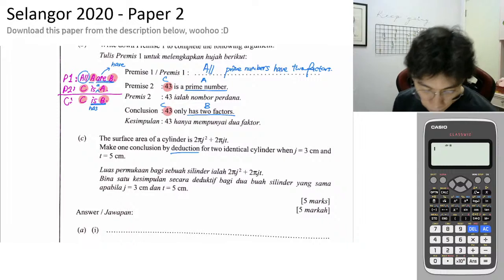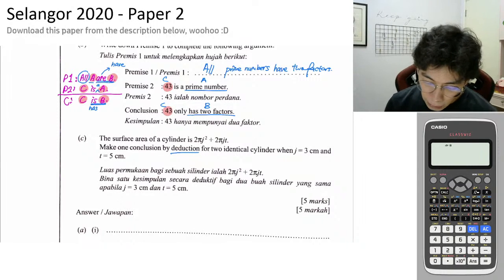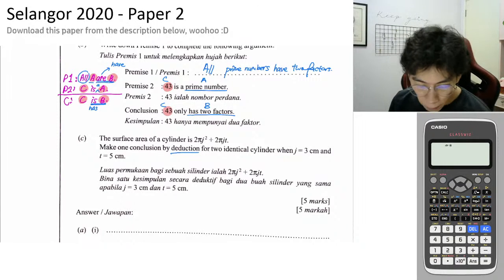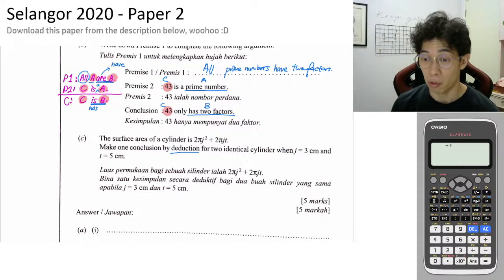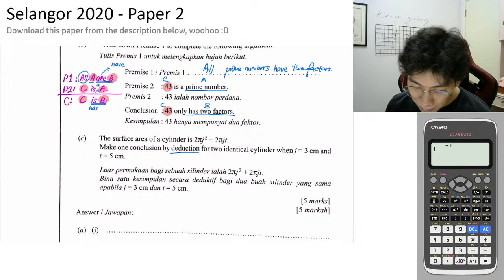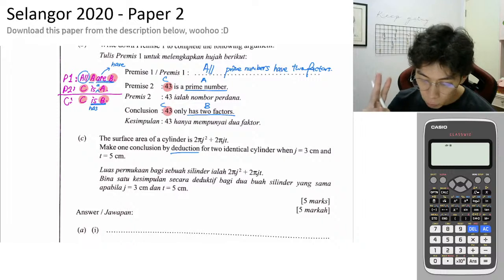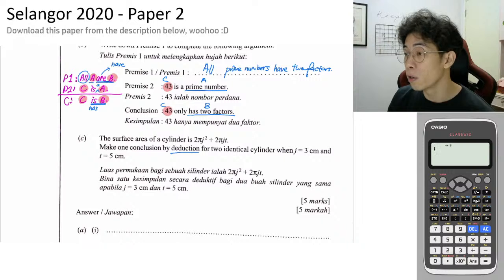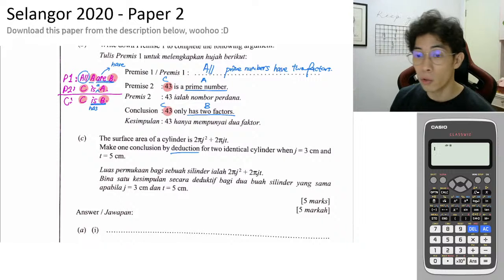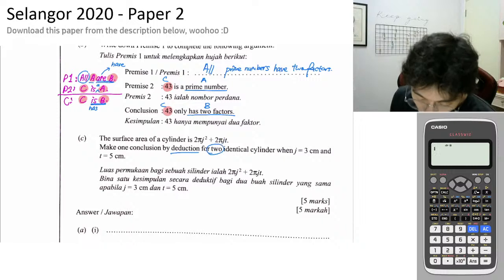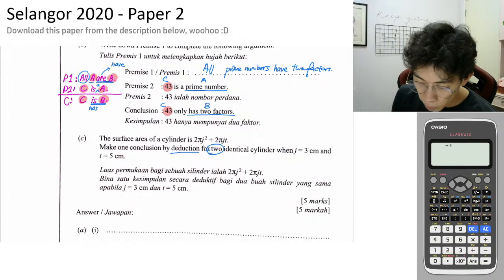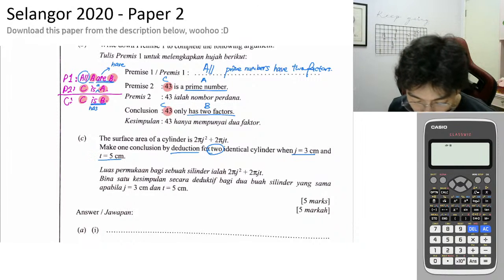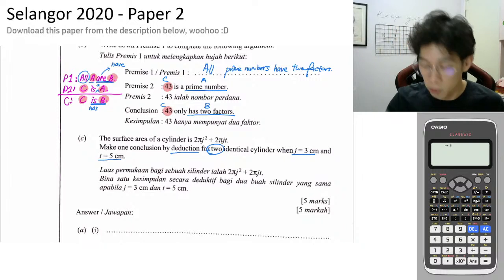Okay, later. The surface area of a cylinder is 2 pi j square plus 2 pi jt. Make a conclusion for two identical cylinders. Can you see they mentioned two? Wow, this question already gives it away. They use this one to trick you. Two identical cylinders, identical means the same, with j, the radius, 3 cm and t 5 cm. This question gives you two things.